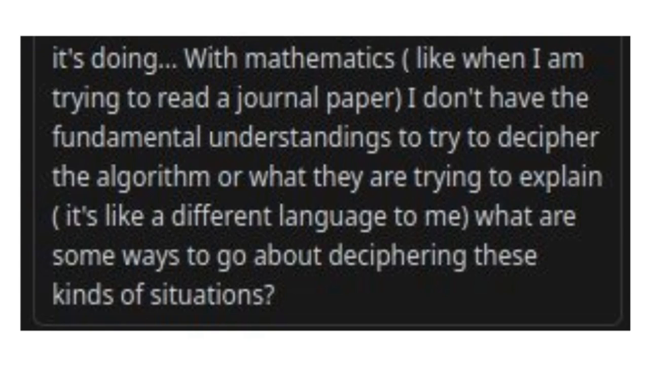So the question is, with mathematics, like when I'm trying to read a journal paper, I don't have the fundamental understanding to try to decipher the algorithm or what they are trying to explain. It's like a different language to me. What are some ways to go about deciphering these kind of situations?